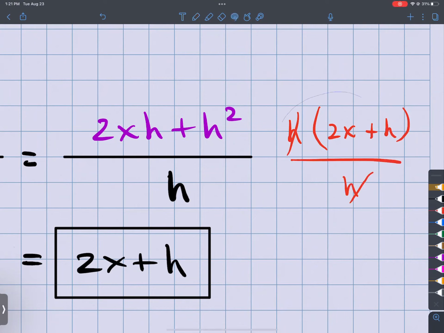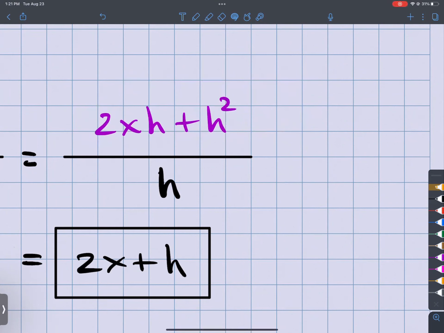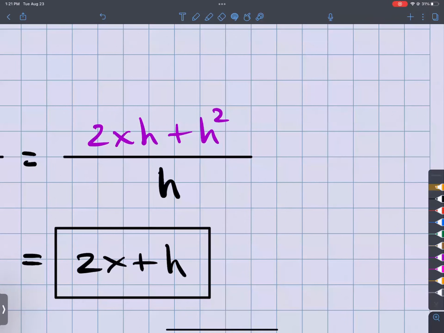Make sense? I cannot, however, just cross these out. I can't just cross these two out and then call it a day, because the h squared here is part of this family, part of this household. So that means I can't go into a household and kill someone or get rid of someone. I know in America it's frowned upon, but that's why I can't do that. But a GCF would help me do that.